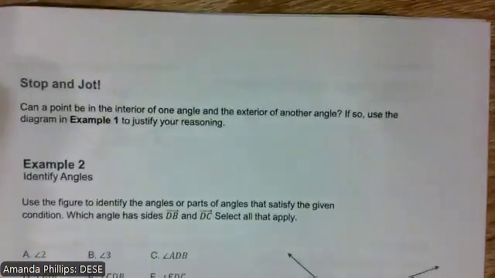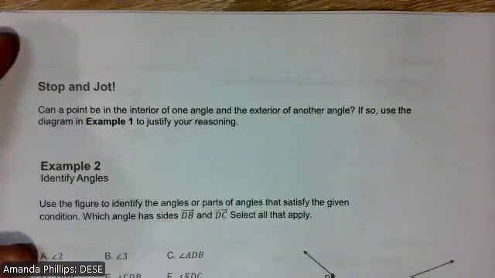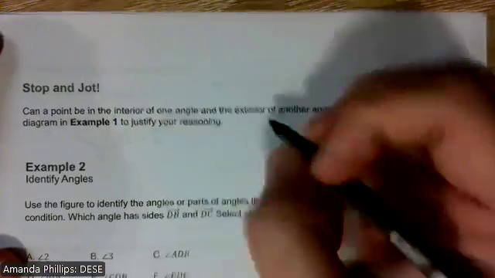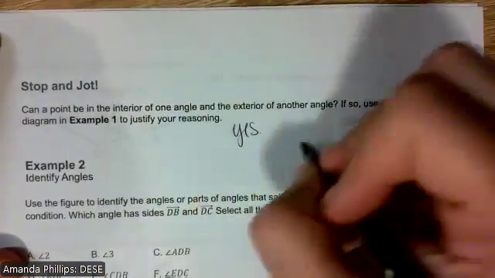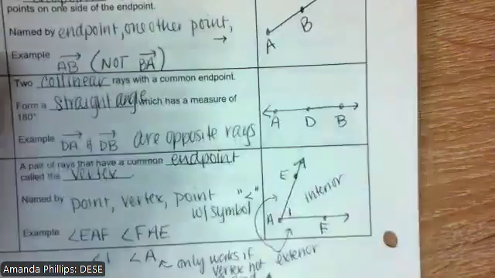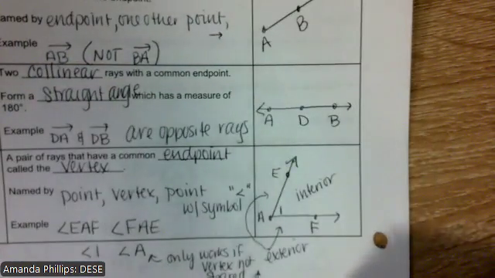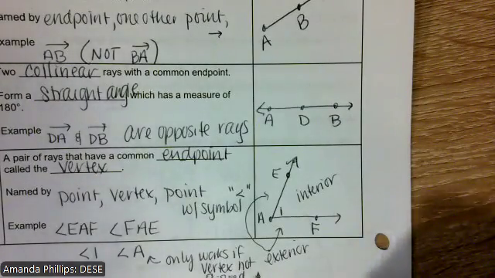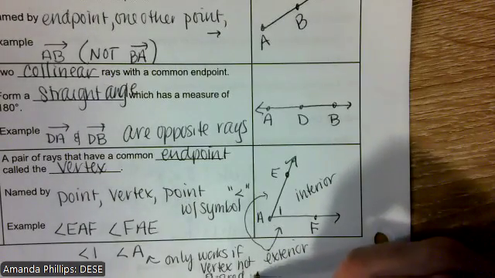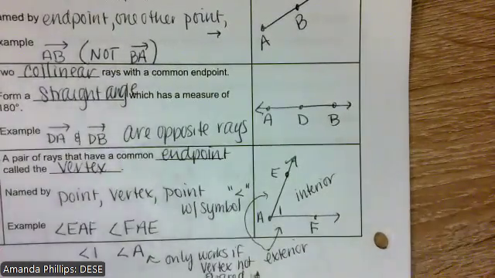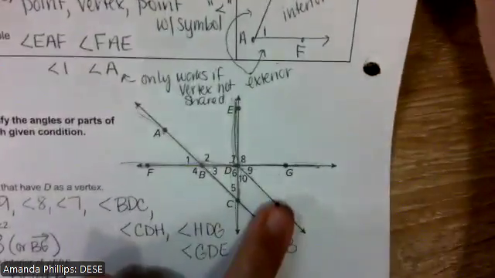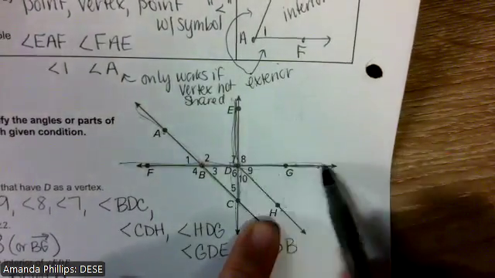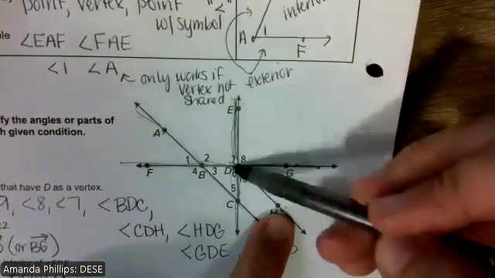All right. Can a point be the interior of one angle and the exterior of another angle? If so, use diagram 1 to justify your reasoning. Well, of course it can. Let's look at point H. Point H is inside angle CDG, but it is in the exterior of, for example, angle EDG. So it definitely can be. It's inside this angle, but outside this angle. So yeah, that definitely can happen.